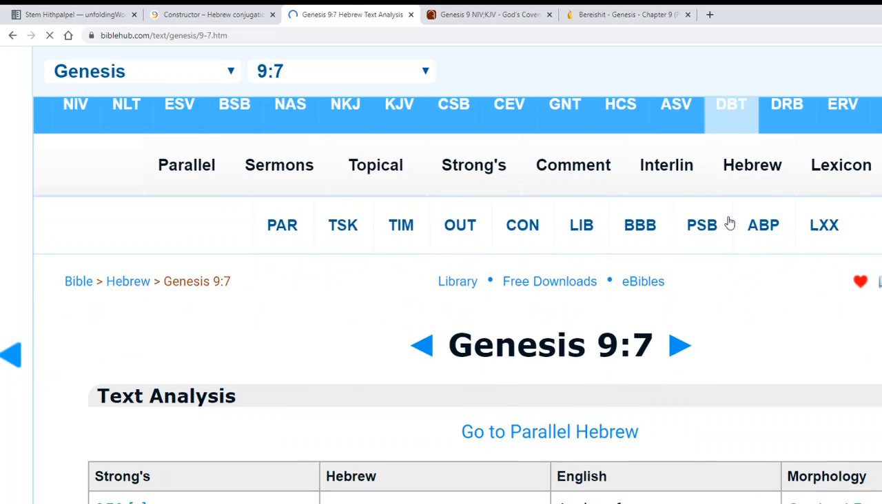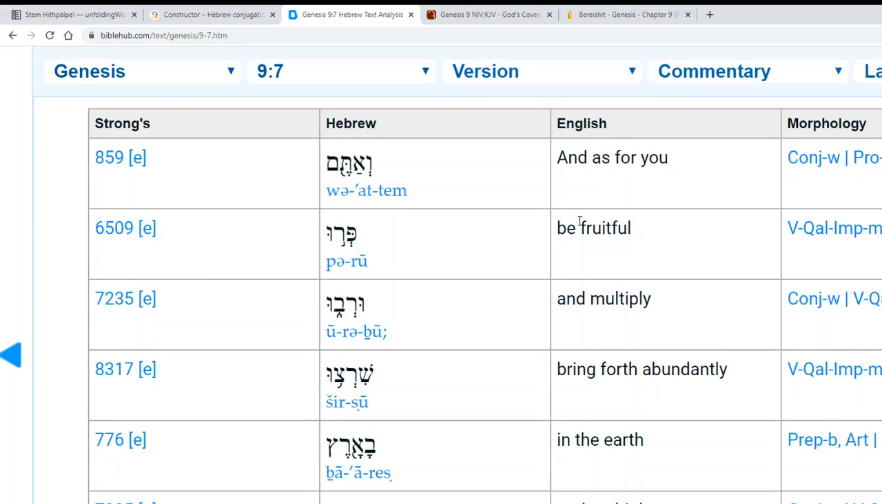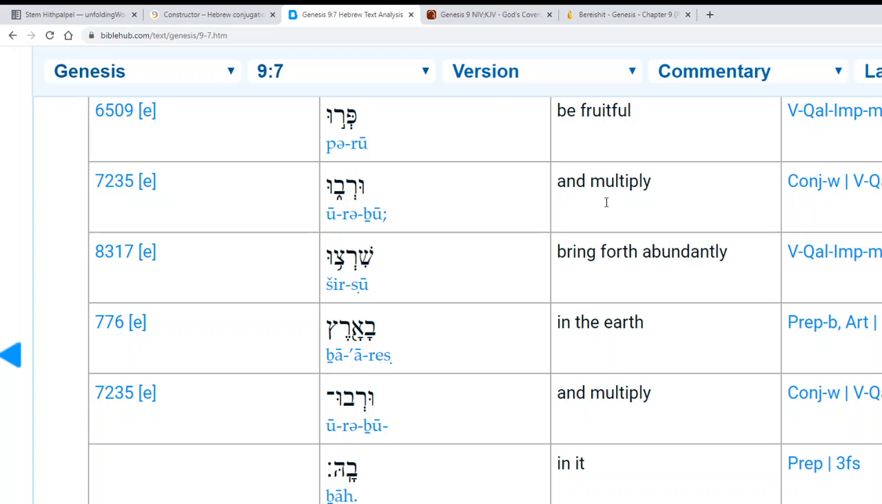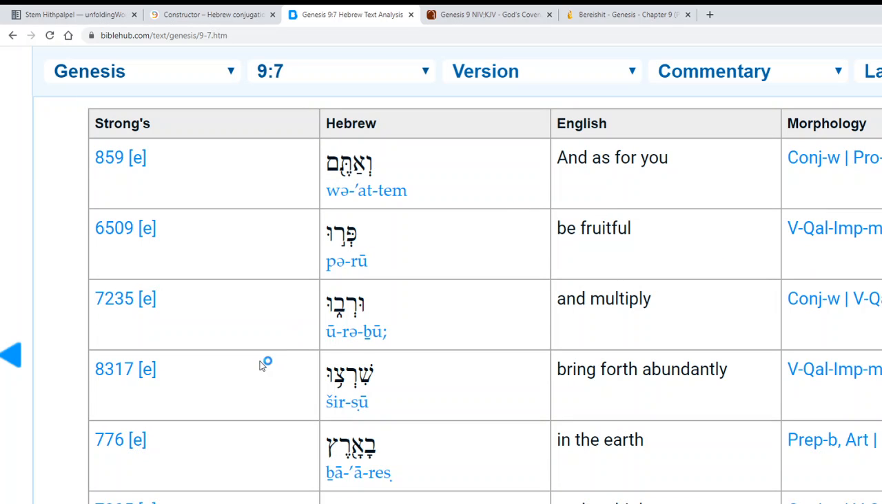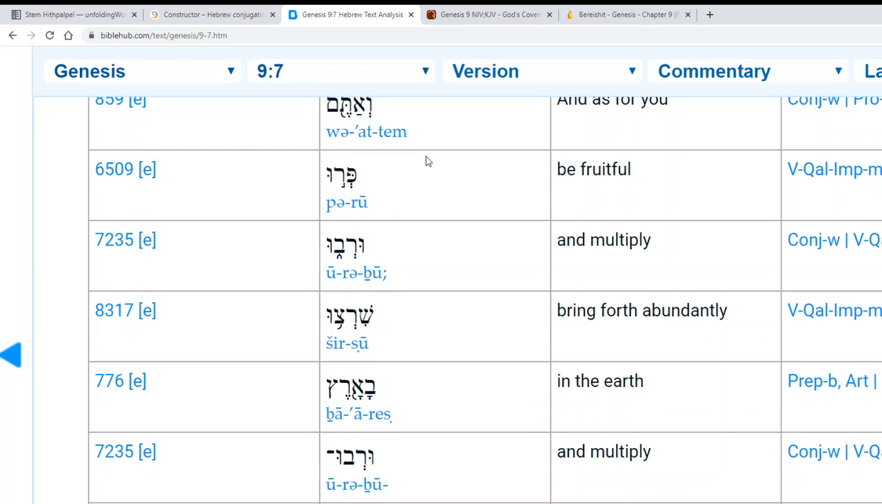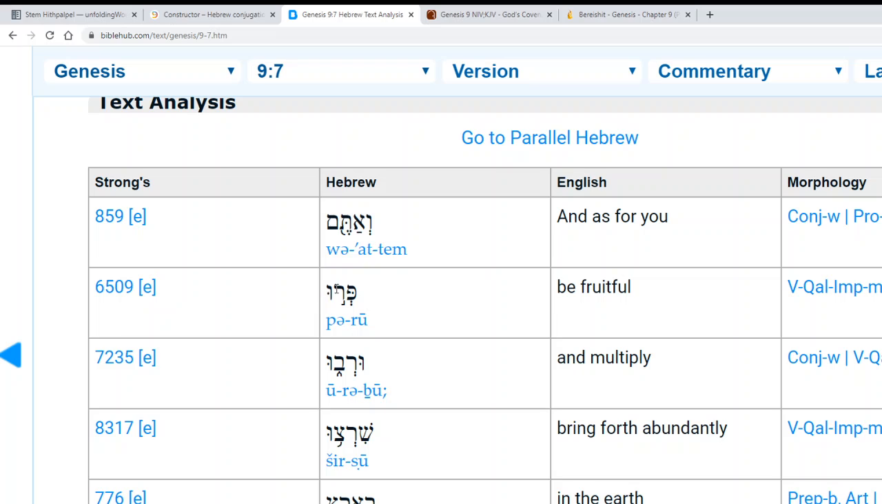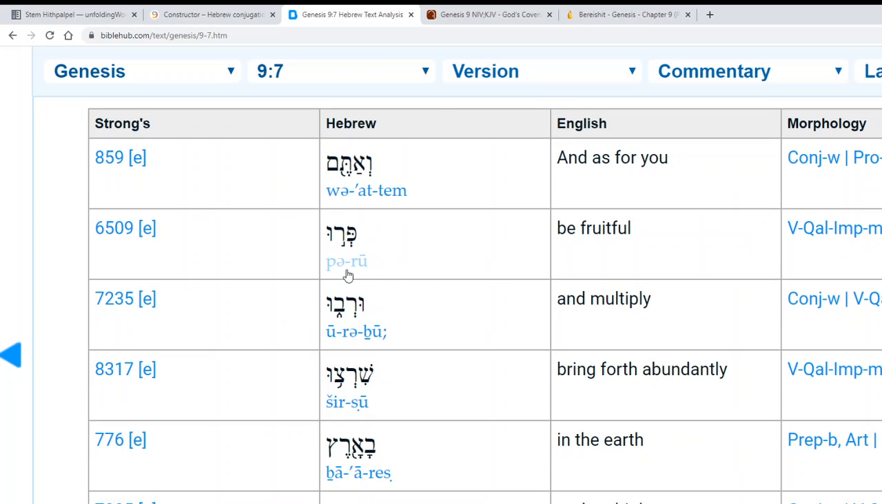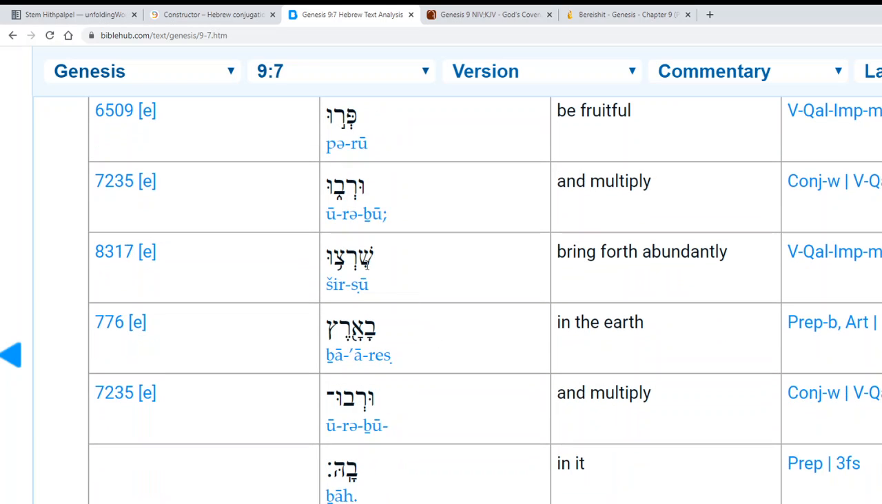Verse 7. Ve'atem pru urvu shirtzu ba'aretz urvu va. Very interesting. So, conjunctive vav. Atem is you, second person masculine plural, the pronoun you. Pru, we had that before, to be fruitful. Pru urvu, and so conjunctive vav. Revu we just had in the first verse, multiply. But this time it's not saying mil'u, fill the earth.